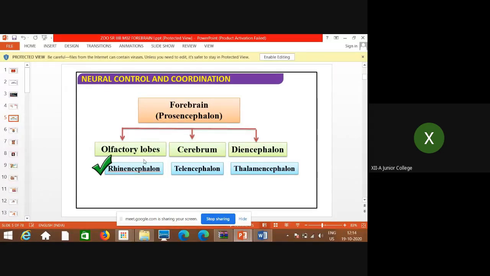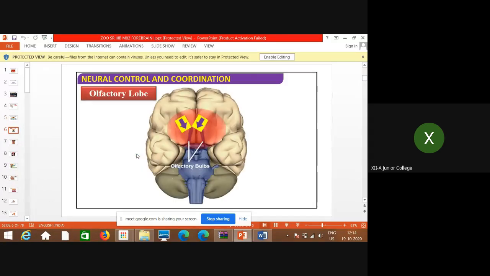Olfactory lobes are also called rhinencephalon. Cerebrum is known as telencephalon. Diencephalon is also called thalamencephalon. Now we will begin with the first part of this prosencephalon, the forebrain, that is the olfactory lobes.